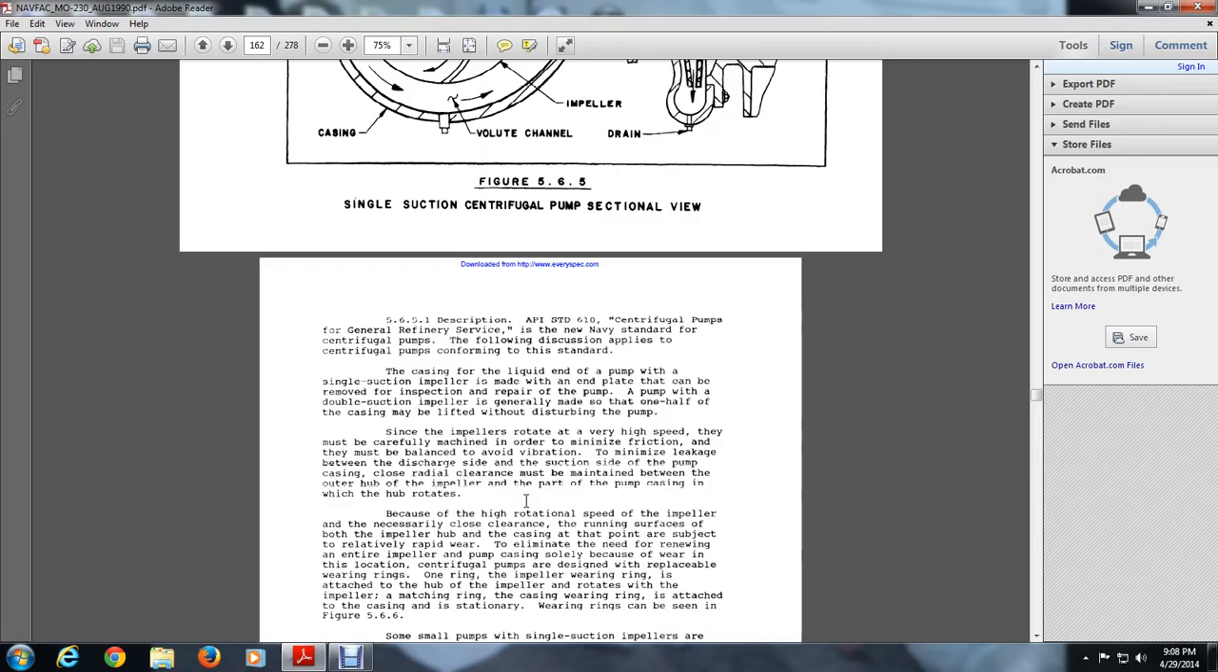The centrifugal pump is designed with replaceable wearing rings. One ring, the impeller wearing ring, is attached to the hub and rotates with the impeller. The matching casing wearing ring is attached to the casing and stays stationary. Wearing rings can be seen in figure 566.